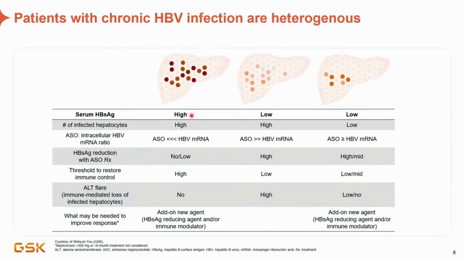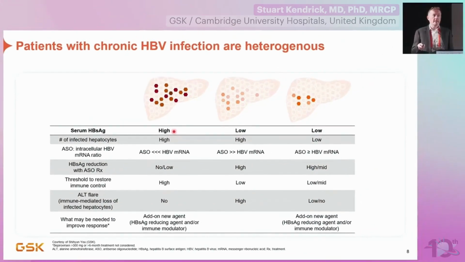So from these data, it looks like achieving very low surface antigen is important for being able to achieve sustained seroclearance for hepatitis B. But we still see some heterogeneity in response. And this is understandable even thinking purely in terms of virological activity. You might imagine that if you have a small number of copies of viral RNA per hepatocyte, then a 300 milligram dose of Bepi should be able to eliminate all of those and achieve seroclearance.